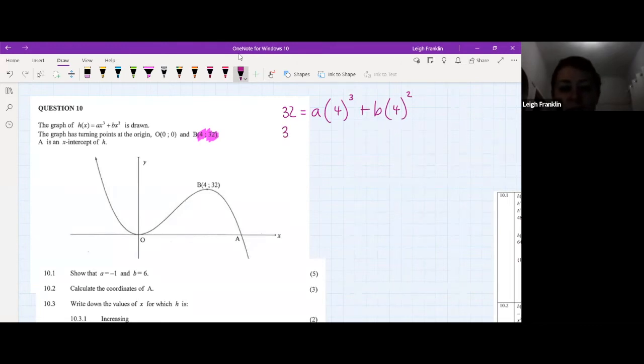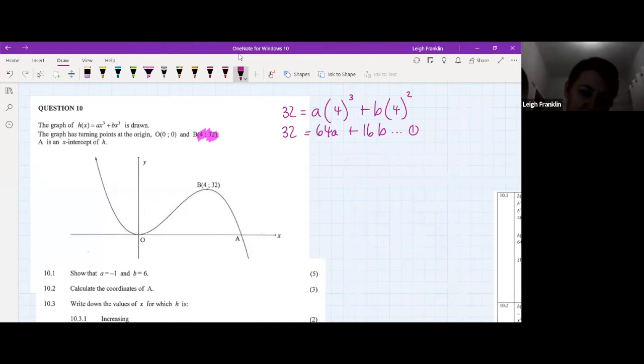I'm just going to simplify a little bit. So 32 is equal to 64a plus 16b. I know it can be simplified, but I'm just going to leave it like that for now and see where I go. The second equation I'm going to make is by taking the first derivative and subbing in 4, because the gradient at x equals 4 is 0.